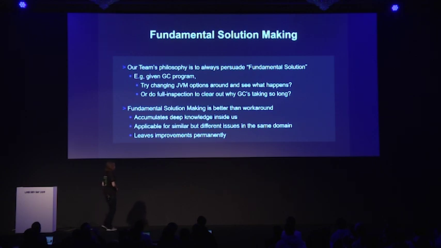What does it mean? For example, if a GC problem occurred in Kafka, then a person A tries to tweak JVM options to see whether things could change, and then find the workaround. On the other hand, a person B tries to dig deeper to find out the root cause and to think about necessary actions. And we always strive to be the person B.